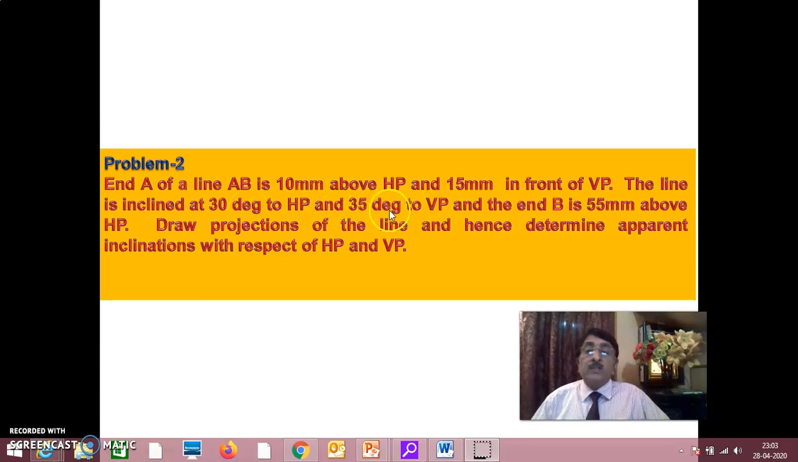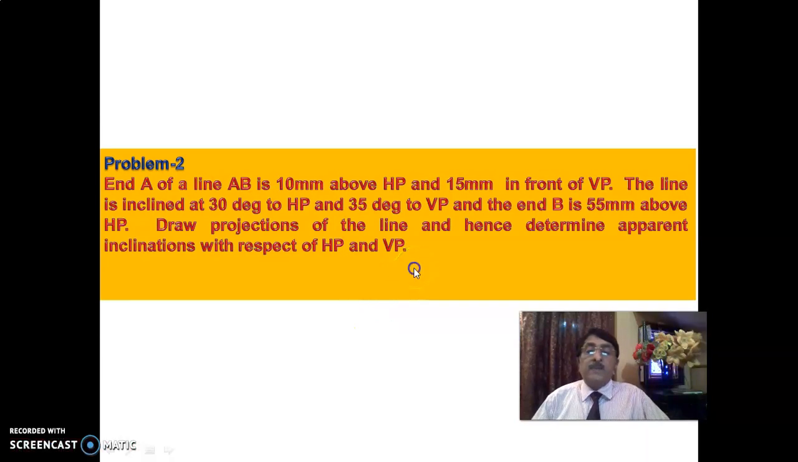Okay, this is a true length and inclinations problem. The line is inclined at 30 degrees to HP and 35 degrees to VP, and end B is 55 mm above HP, which means the locus in the front view is a parameter. Three parameters are given.